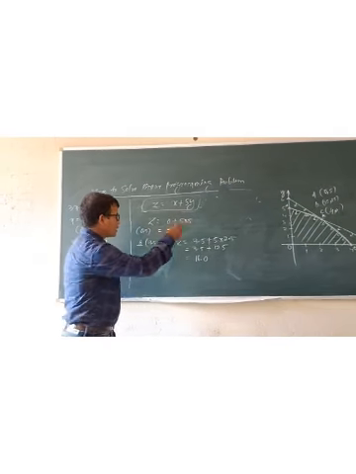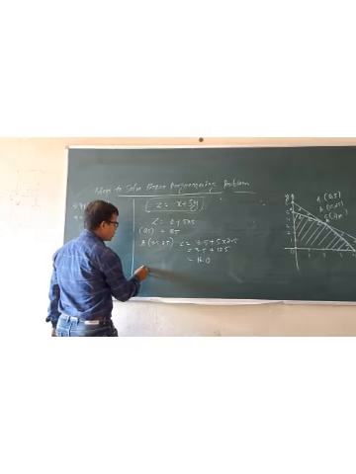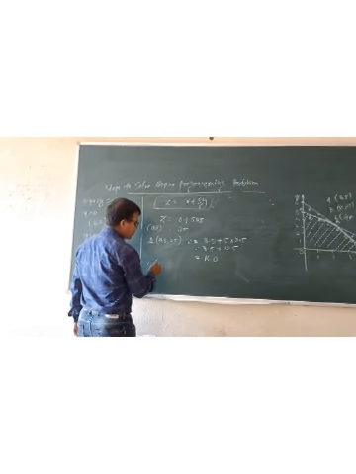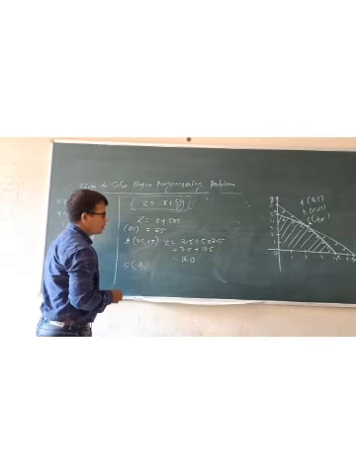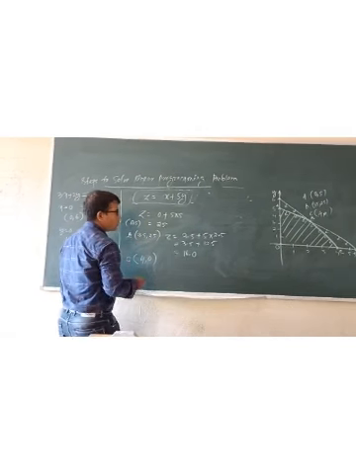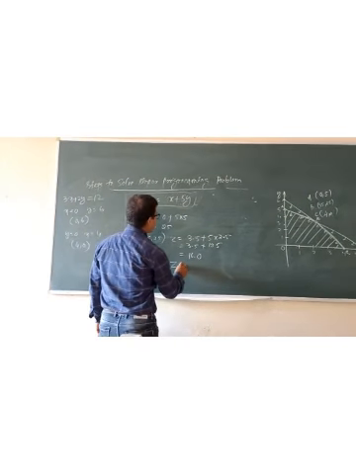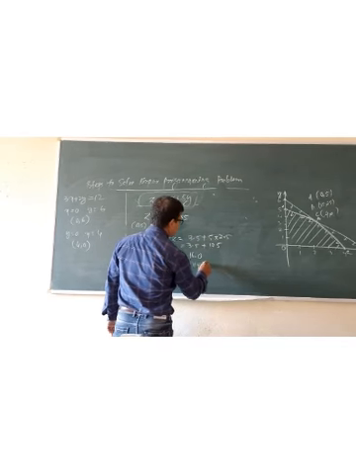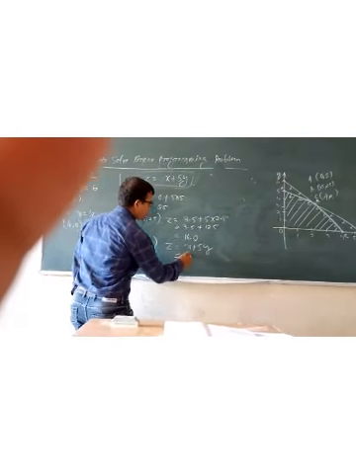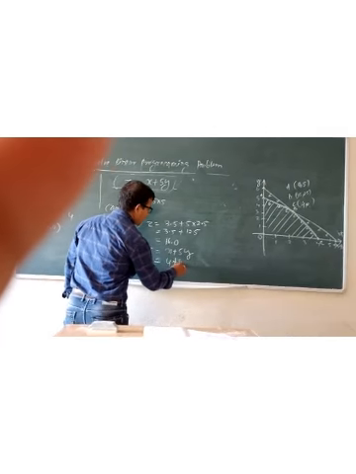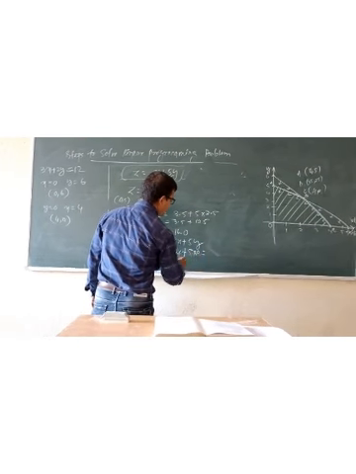Okay. And the third point, that is your C point. C point, the coordinate is 4, 0. So you have to put z equals to x plus 5y. The value of x here is 4, plus 5 into 0, that is your 4.